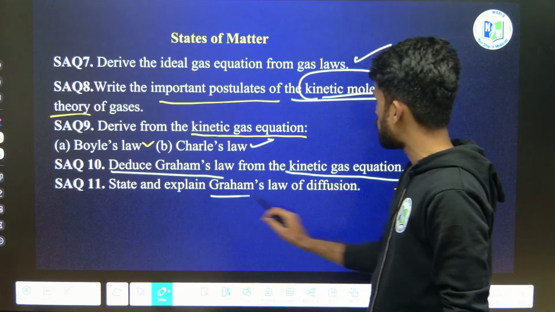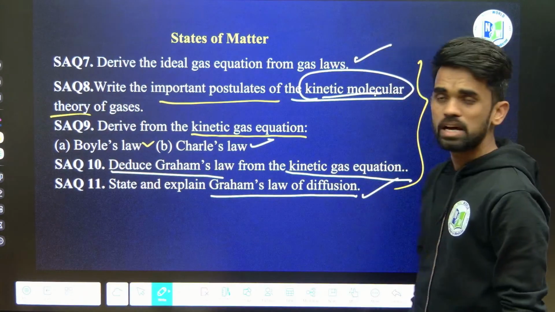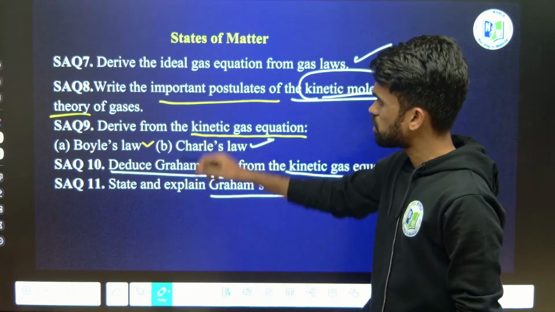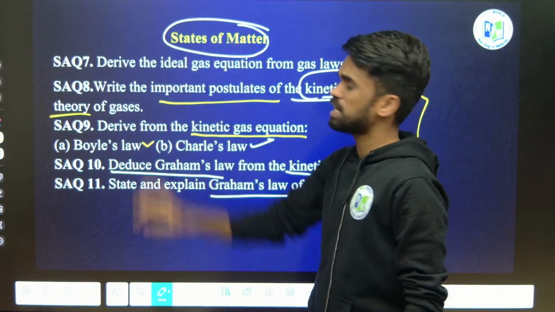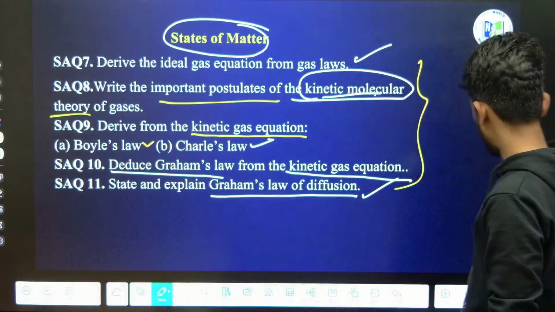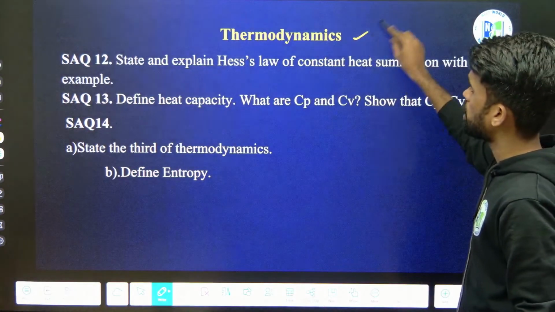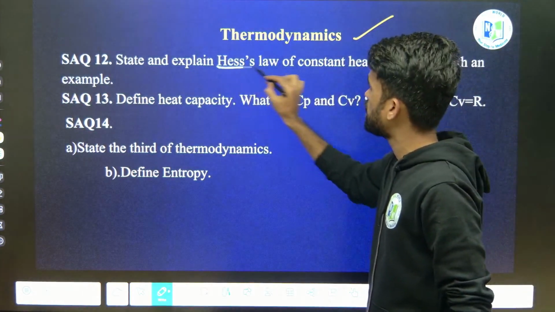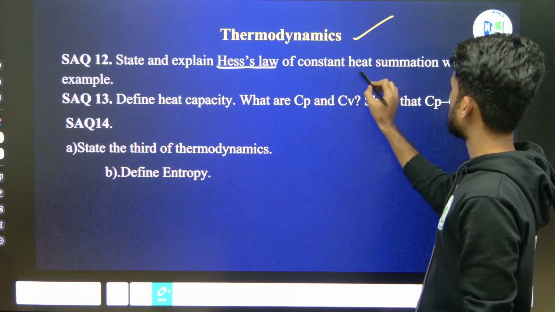Next, Graham's law of diffusion, we need to state and explain it. Okay, these are the questions to be focused from the states of matter. Next, look at thermodynamics, very easy. Hess law, very easy, this one is. And the next, Hess law we need to study.